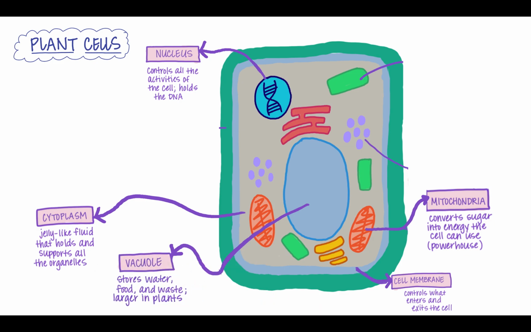Plants also have a vacuole that stores water, food, and waste. Notice that the vacuole is larger in a plant cell. Plants also have ribosomes that make important proteins.